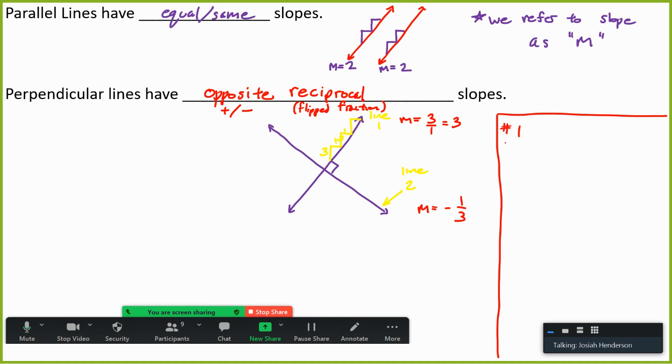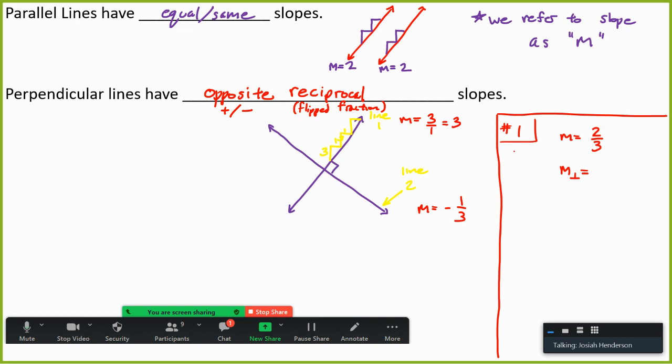So question 1. If I give you a slope of 2 over 3, what is the opposite reciprocal number for 2 over 3? You're going to change the sign and you have to flip the fraction. So what's the opposite reciprocal of 2 over 3? Anybody? Any ideas? Two things: change the sign and flip the fraction.